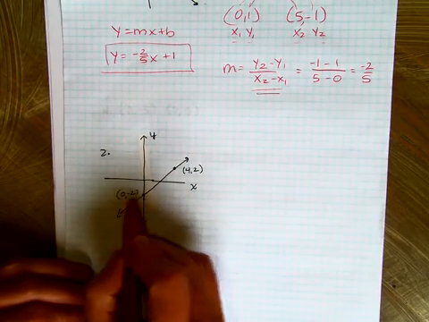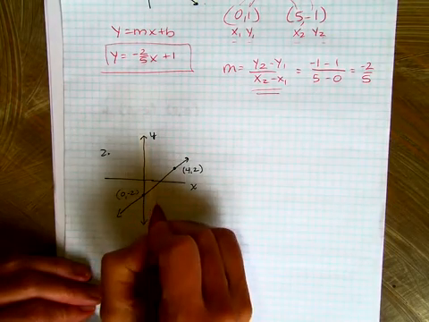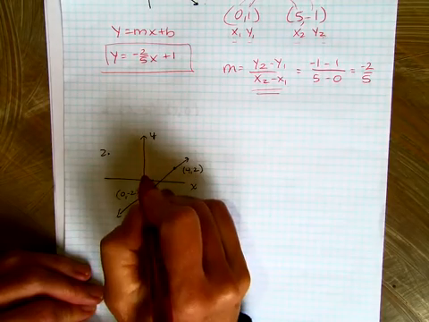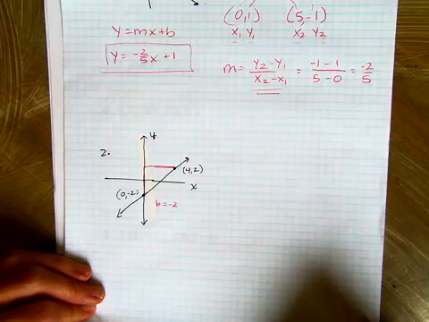So again, here's my vertical intercept, so I know my b is -2. And again, I can do the rise over the run.